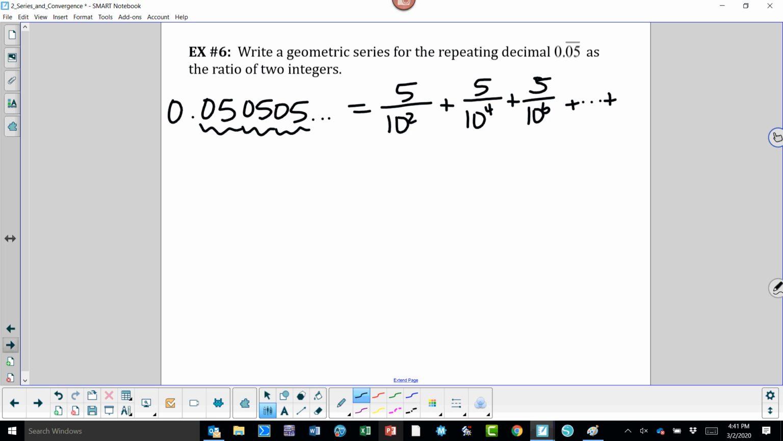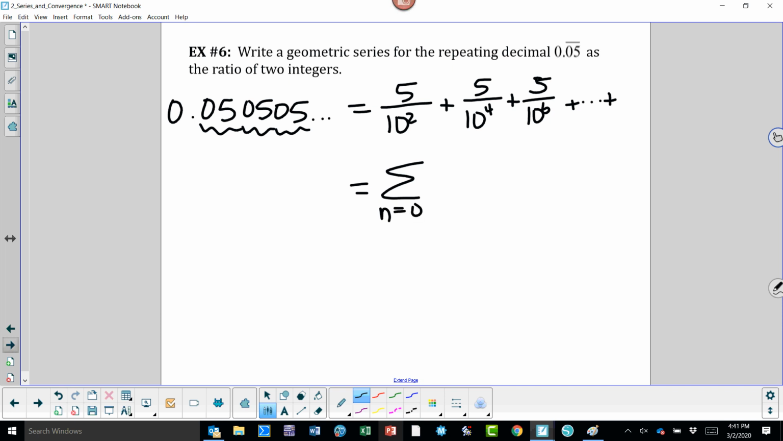And then if we look at that, we realize, hey, this is geometric. We are starting with a 5 over 10 squared, and then every time we're just multiplying by another 1 over 10 squared.